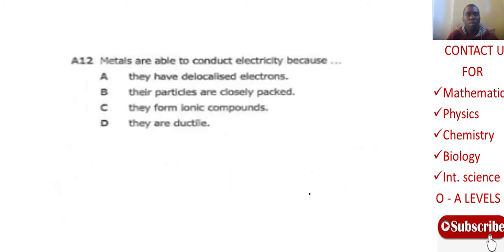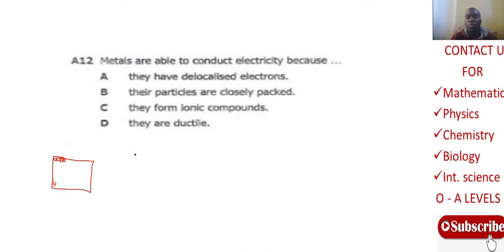Question 12. Metals are able to conduct electricity because, so let me just give a comment here. Now, most metals are solids at RTP. So if metals are solids at RTP, we expect that they have closely packed particles like in a solid. So these metals are called good conductors of heat because of the closely packed particles. That is another reason.